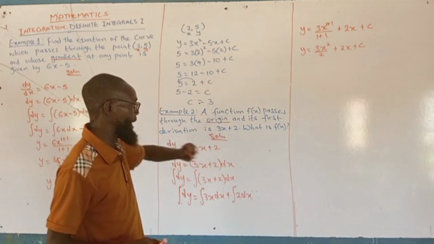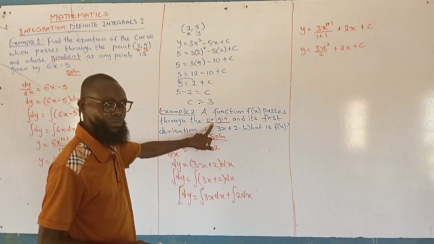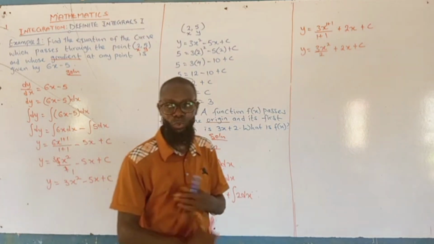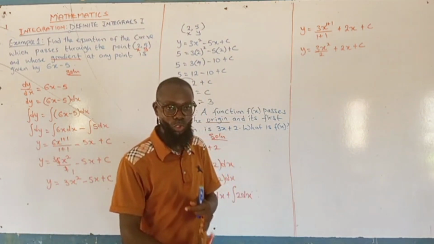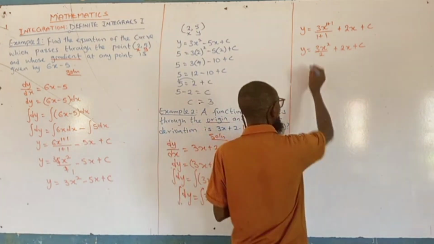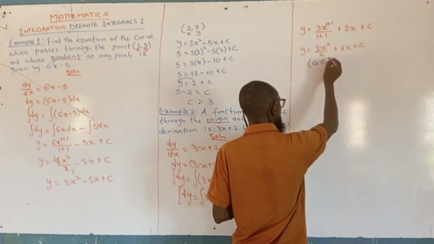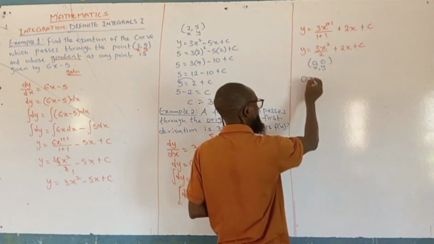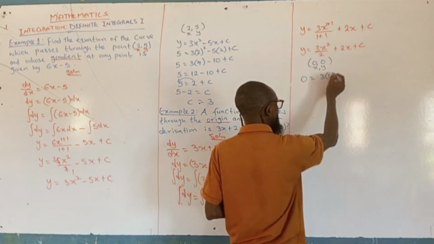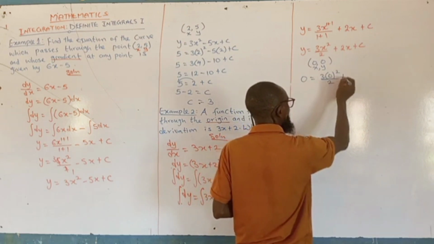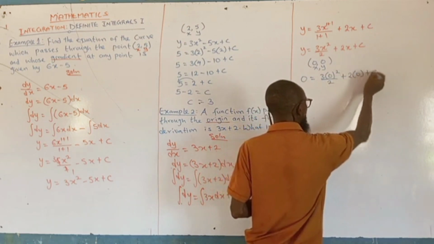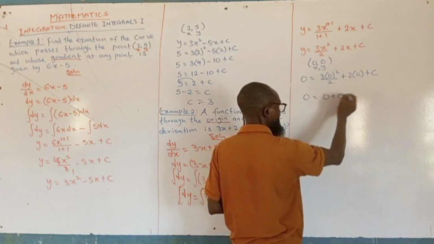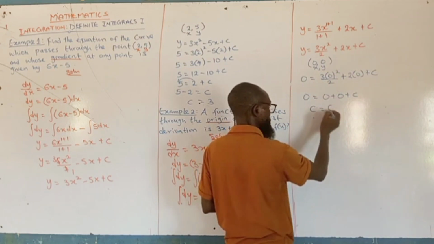This function f of x passes through the origin. To pass through the origin means x equals 0, and likewise y also equals 0. That is the point (0, 0). So from here, our y is 0, then 3 bracket, our x is also 0 squared over 2 plus 2 times 0 plus a constant c. 0 equals 0 plus 0 plus c. So our c equals 0.